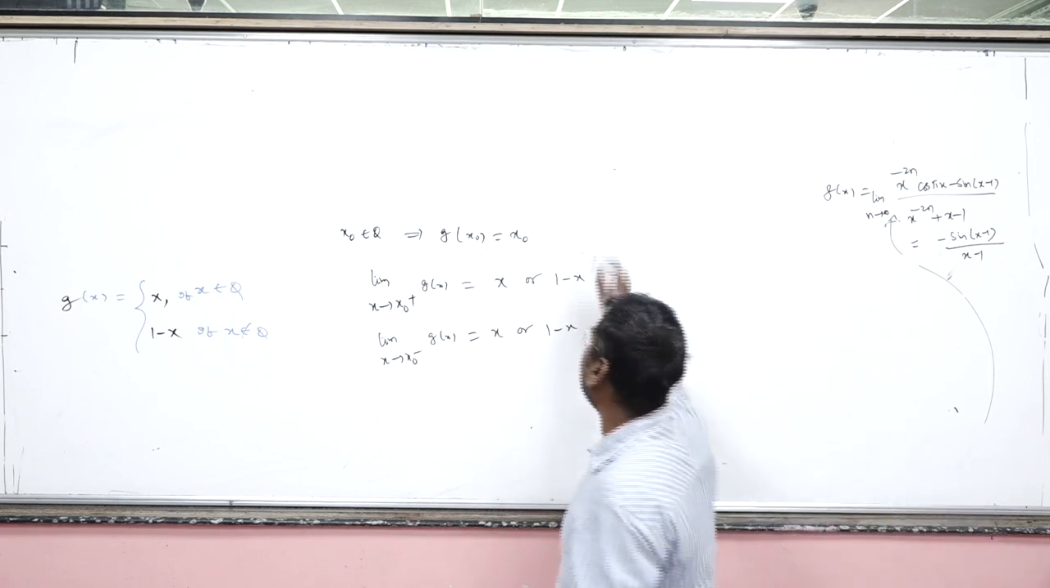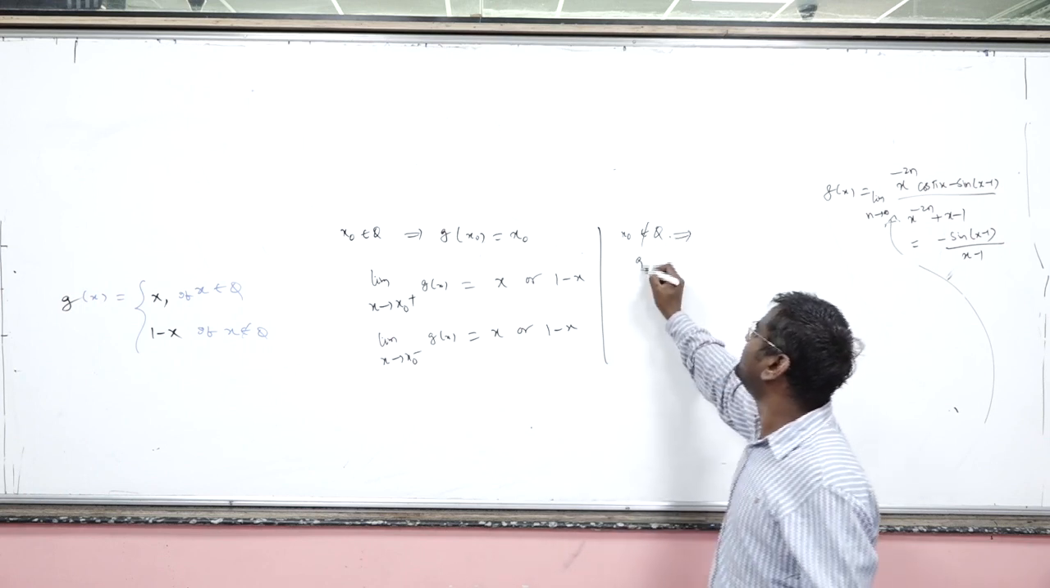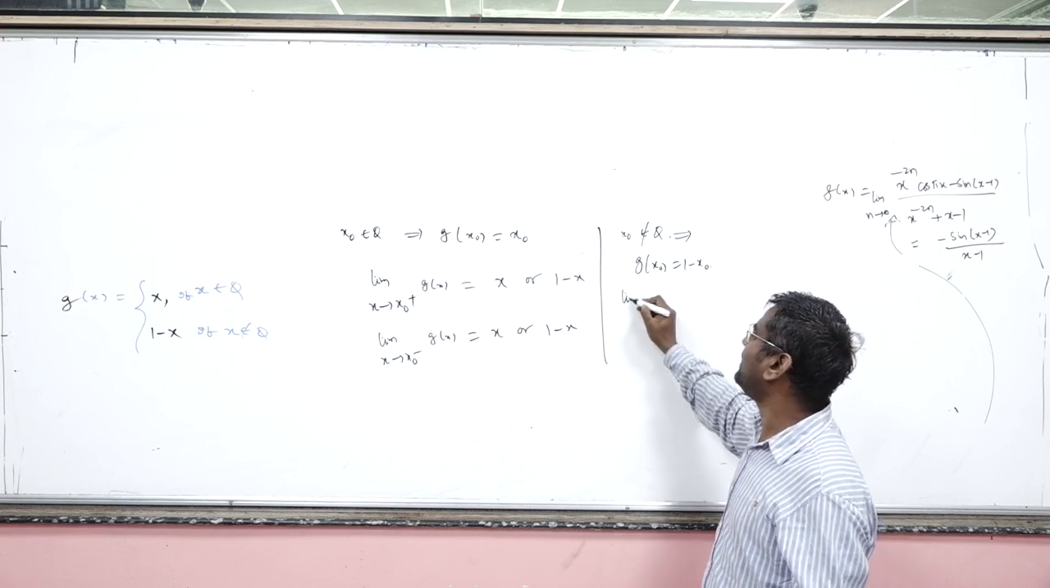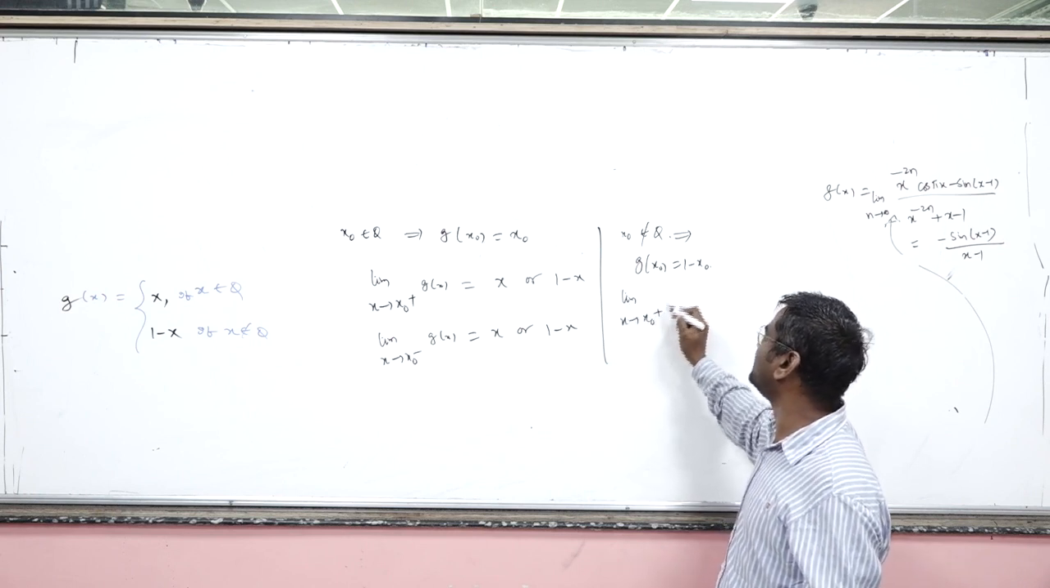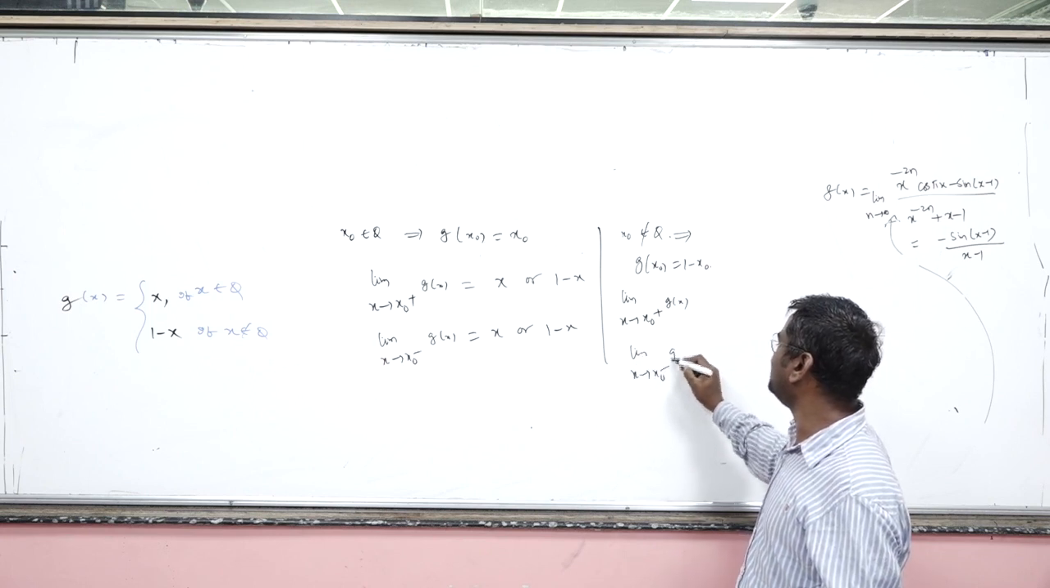Same story will happen even when x naught does not belong to Q also. G of x naught is only fixed, 1 minus x naught. But again, limit x tends to x naught plus g of x, limit x tends to x naught minus g of x.